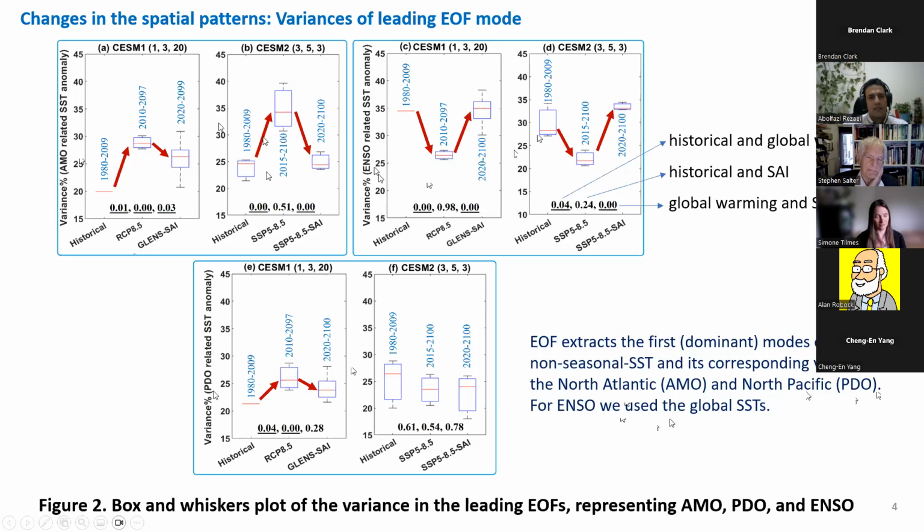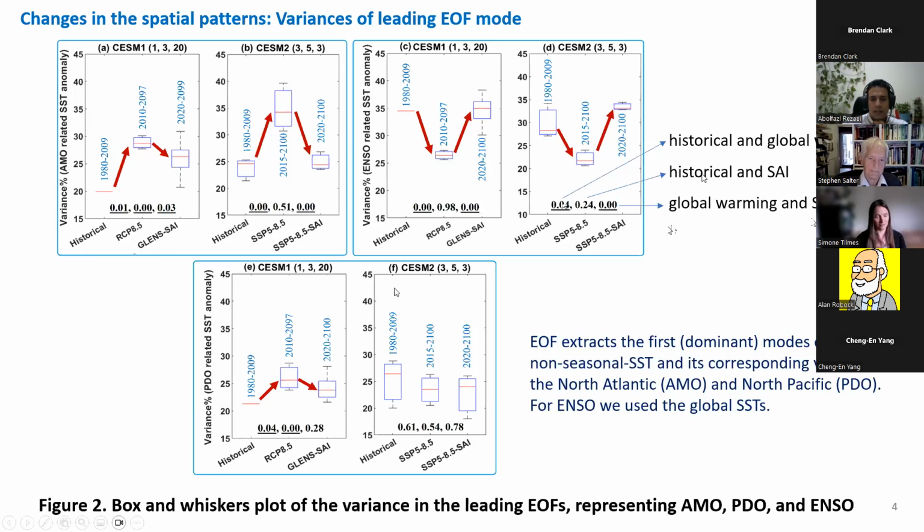In each of these panels, we have two different subplots. The left one is for CESM1 results, and the right one shows the findings from CESM2. In each subplot, we have the variance percent on the y-axis, and on the x-axis, we have the three different scenarios, from historical to global warming and SAI scenarios. The values in blue on top of each of these box-whisker plots show the period of data, and the three values in black at the bottom of each subplot show the p-values obtained from the statistical t-test. For the historical and global warming is the first one, for the historical and SAI the middle one, and the last one shows the p-value between the global warming and SAI outputs.